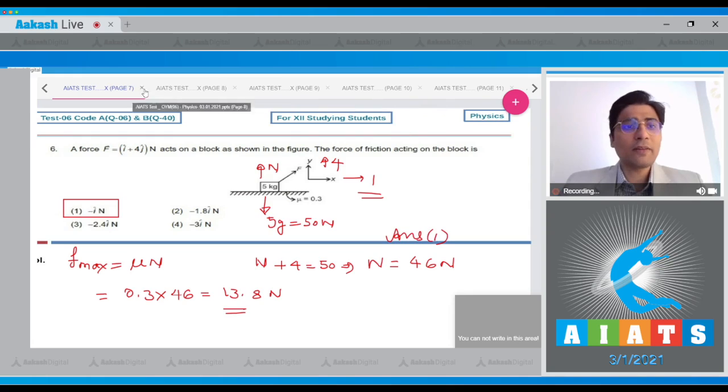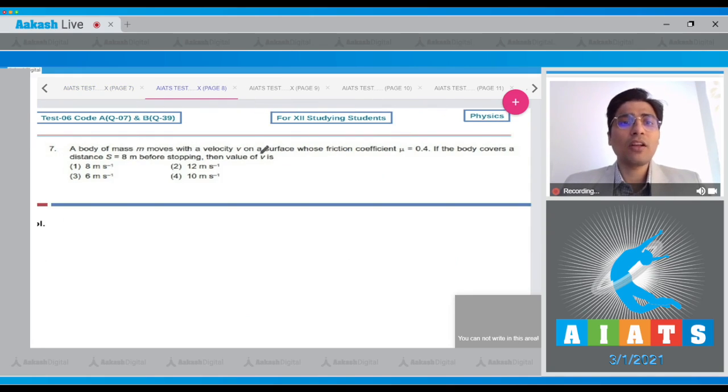Moving on to the question number 7. In this question, a body of mass m moves with a velocity v on a surface whose frictional coefficient is given. So frictional coefficient mu is given as 0.4. The body covers a distance s is equal to 8 meter before stopping. Then the value of v is something that you have to calculate.